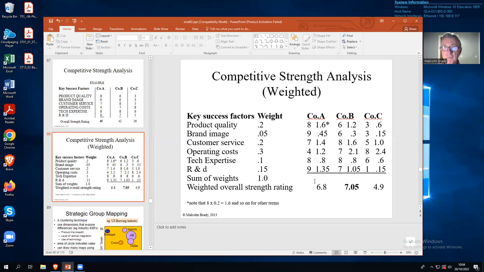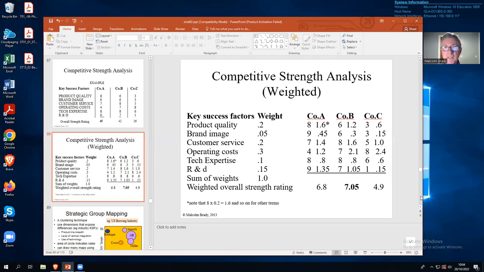But if you use it correctly and you genuinely determine the factors, the weightings, and the raw scores, and you use the technique, it will give you good, precise information about your view of the industry and how the competitors stack up. So that's competitive strength analysis.